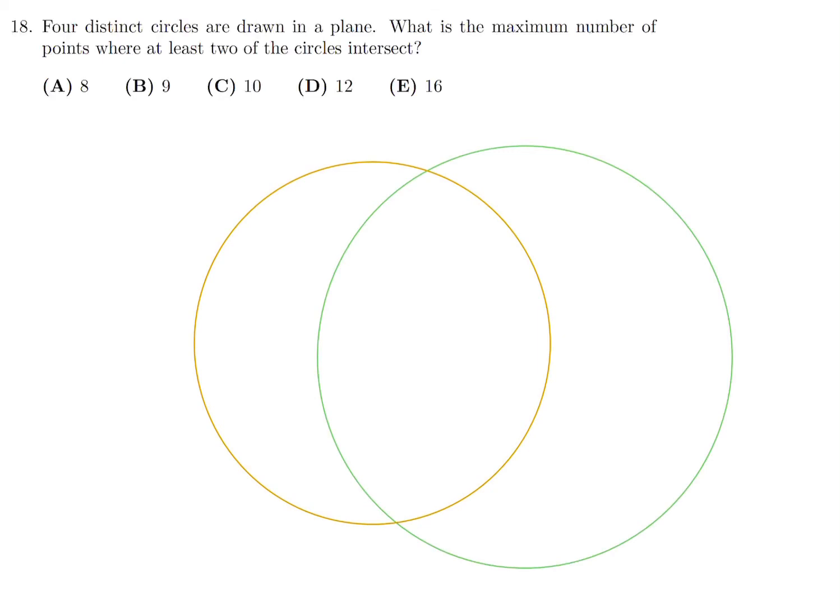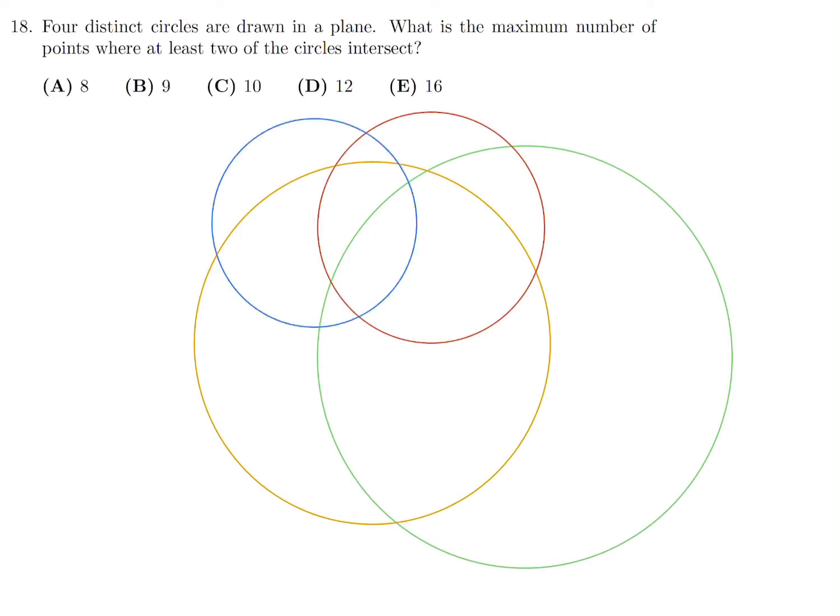Well, now we have to draw a third circle. Draw it in a way such that everything intersects. Okay, I think I did a good job there. And then one final circle in a way that it intersects everything. Oh boy, how do I do that? So I drew a blue circle that's slightly smaller than the red one because they say that all of them are distinct.